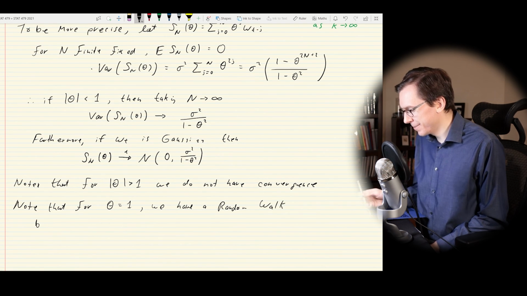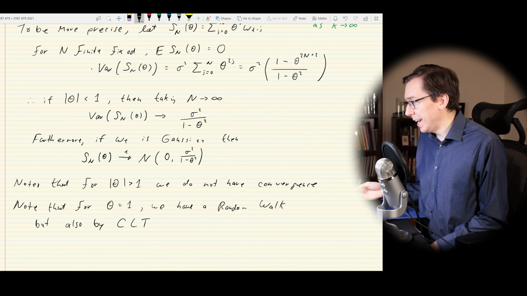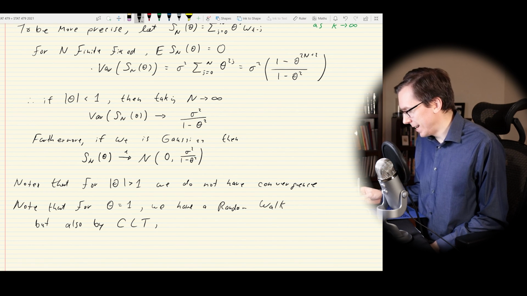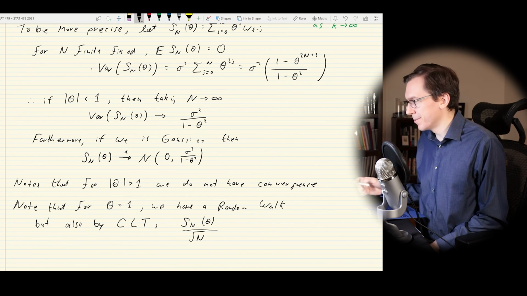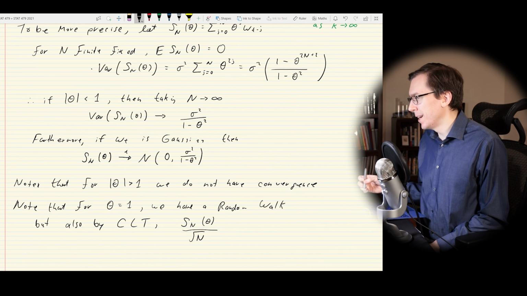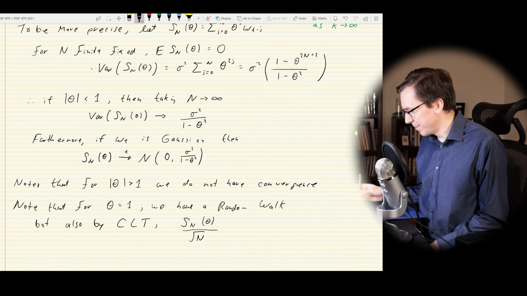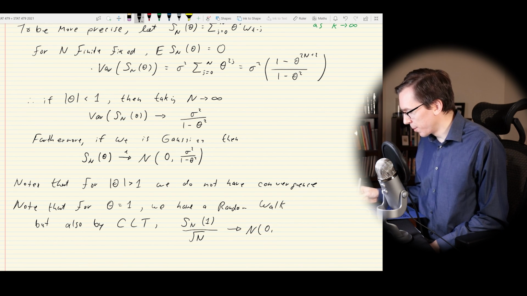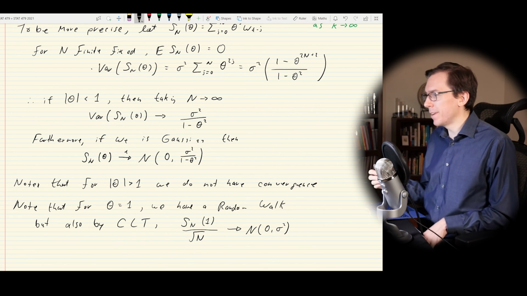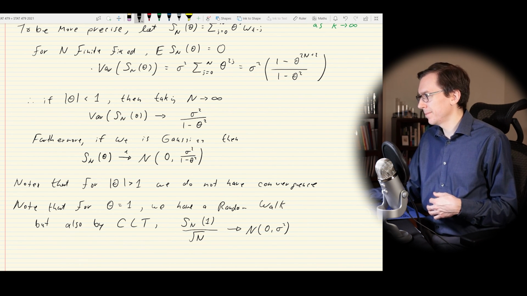But also, by the central limit theorem, if I take my S_n(theta) and divide by the square root of n, then, since theta is equal to 1, if we replace this with a 1, in this case this will converge to a normal random variable with mean 0 and variance sigma squared in the limit. So that's kind of neat.